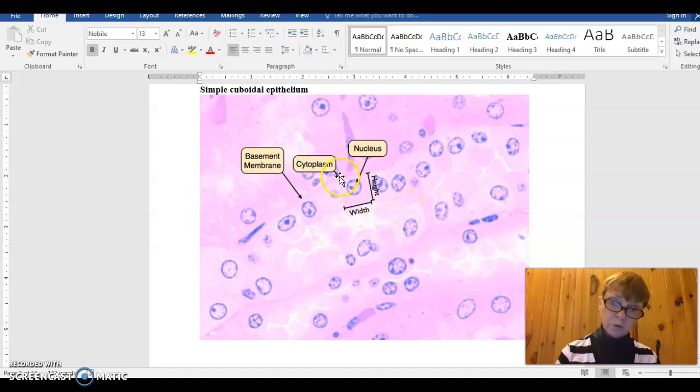And here again, they're showing you the in-between fluid is cytoplasm. They're showing you where a nucleus is. And here is something I referred to in lesson 5 lecture, the basement membrane, that generally epithelial is attached to what they call the basement membrane, that other tissue.